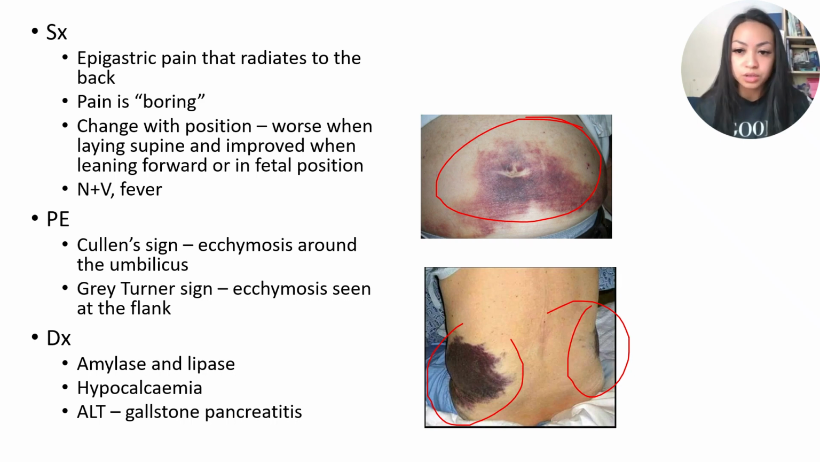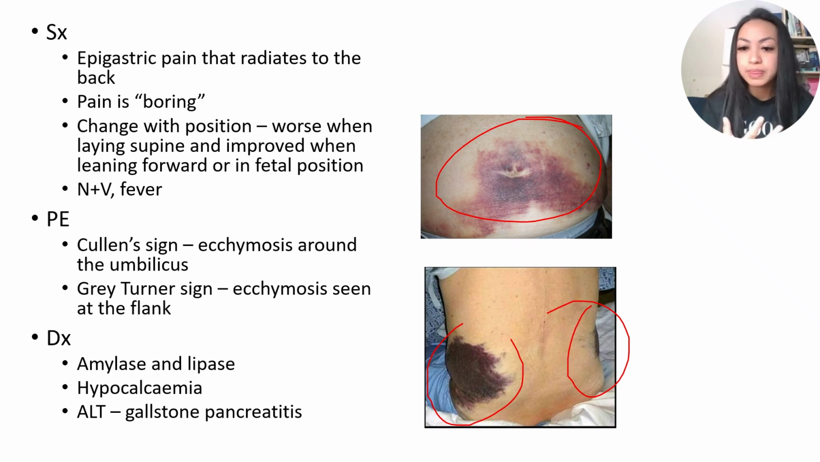Just because it's not so common doesn't mean that they're not going to ask you that in the exam. They would definitely ask you that in the exam. So remember Cullen sign, bruising around the umbilicus, and Grey Turner sign, bruising around the flanks. Signs of abdominal wall hemorrhage. Okay, how do we diagnose acute pancreatitis?